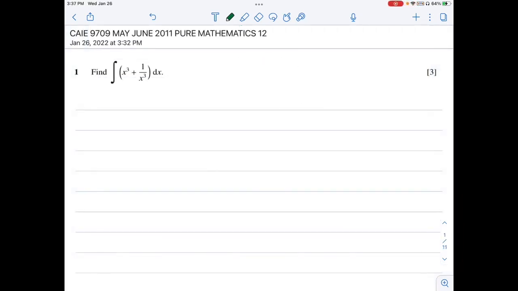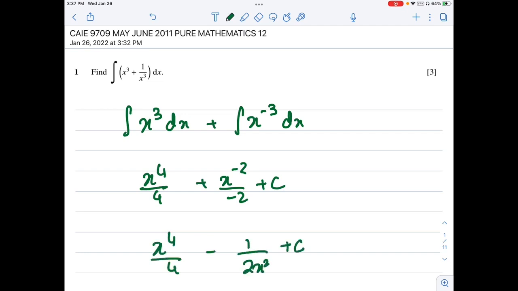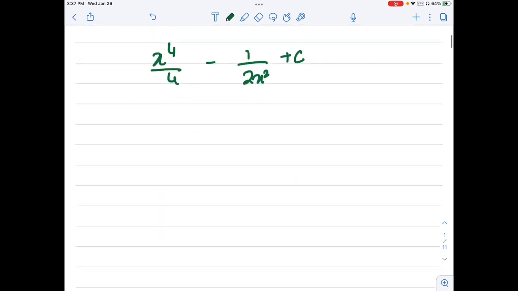Bye. Welcome. This is CIE 9709, May June 2011, Pure Mathematics, paper 12. So we shall try to solve. The first question is integral of x cube dx plus integral of x power minus 3 dx. So it becomes x power 4 upon 4 plus x power minus 2 upon minus 2 plus c. So you can write as x power 4 upon 4 minus 1 upon 2 x square plus c. That's going to be the answer.